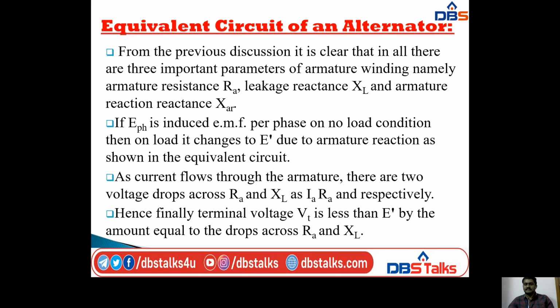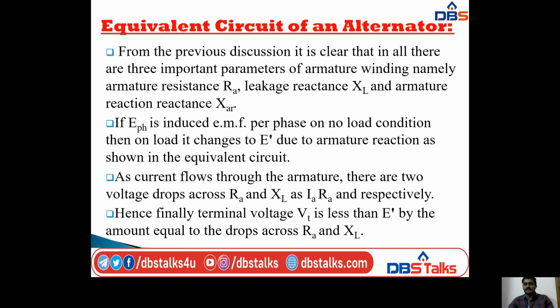So from the previous discussion, it is clear that in all there are three important parameters of armature winding. I already discussed this topic in the previous class, that is the parameters of armature winding: namely armature resistance Ra, leakage reactance XL, and armature reaction reactance XAR.